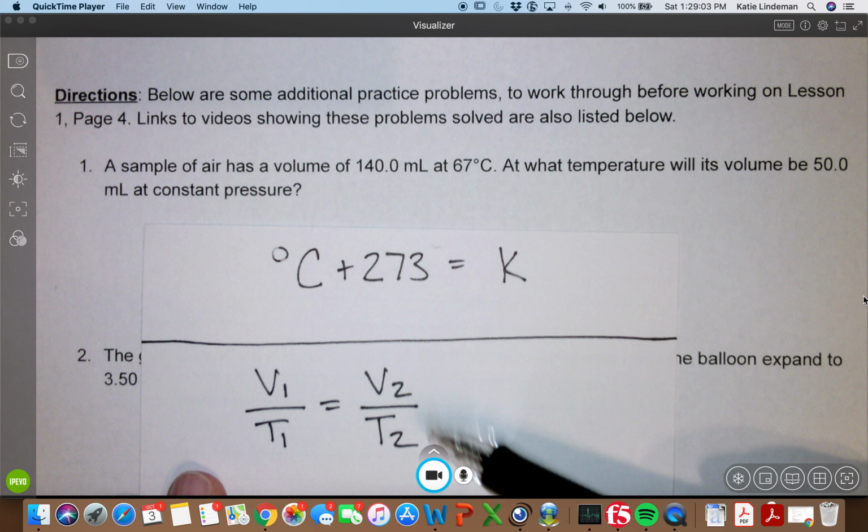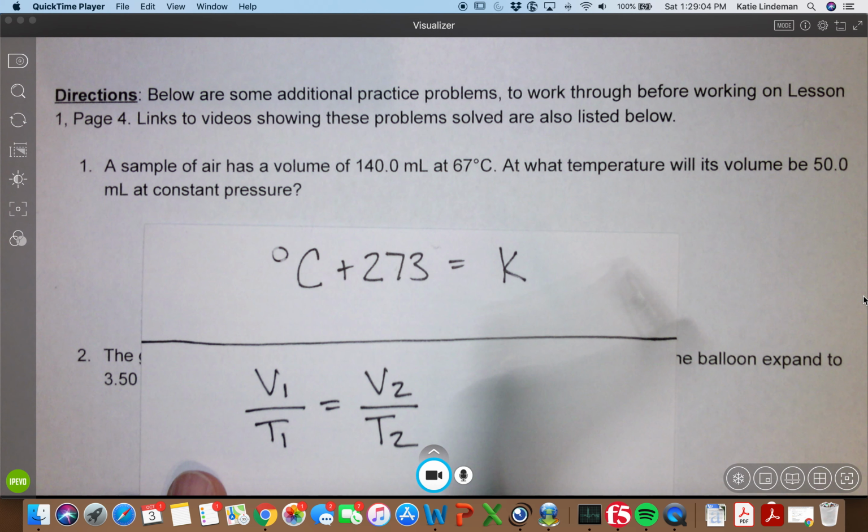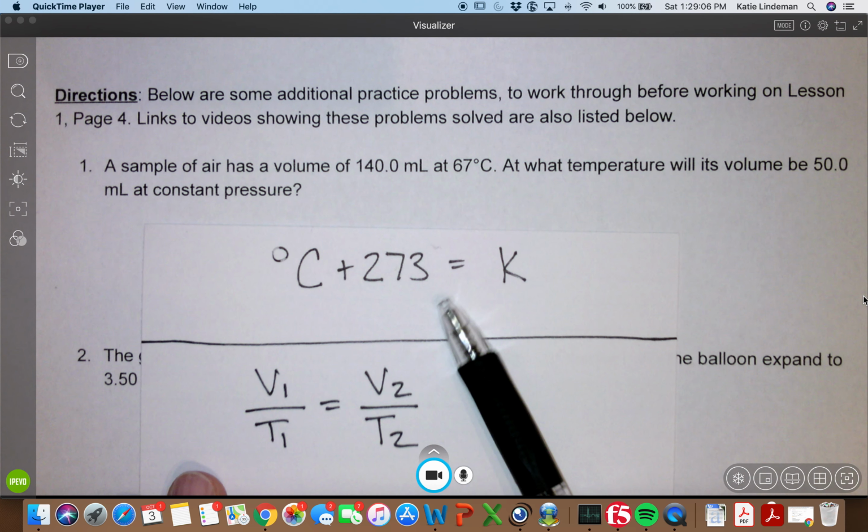Okay, so the first thing that we want to do whenever we're looking at these problems is to look at the equations that we have access to. So for this specific lesson, we are focused on this equation, which involves volume and temperature. And we also have this conversion from our last unit that is useful as well.